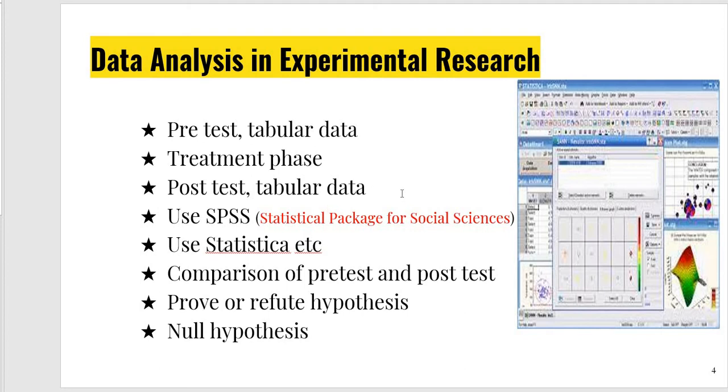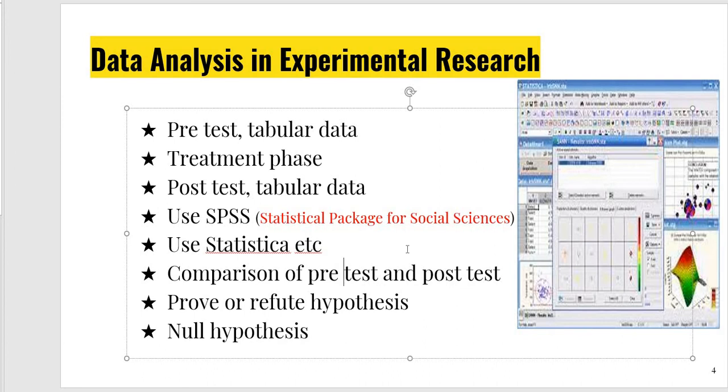Then you will use SPSS, Statistical Package for Social Sciences, and a modern tool is Statistica. This image has been taken from Statistica. These tools use statistics, and they bring results in front of you. You will compare pre-test and post-test findings, and you will find whether students have improved or not. If they have improved, you will discuss how much they have improved. If they have not improved, even then you will mention it. In this way, you will prove or refute your hypothesis.